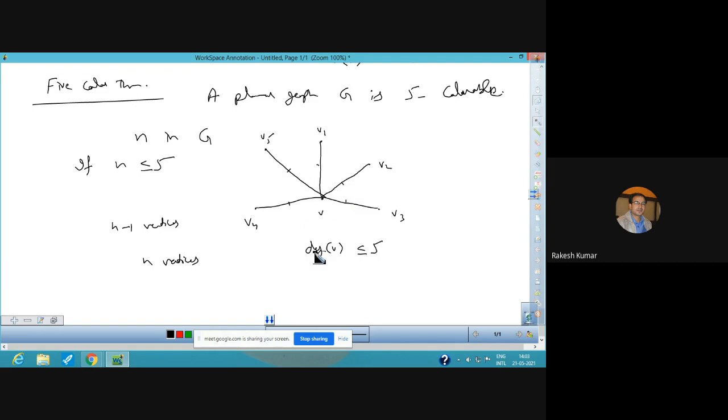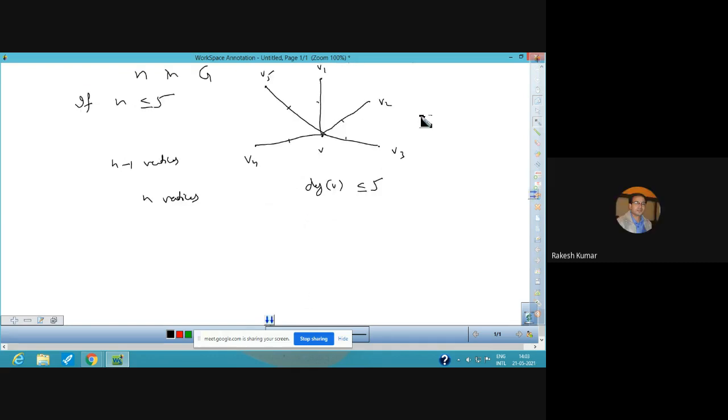So, let a new graph be G dash. G dash is a new graph, which is obtained by deleting V from G. So by induction hypothesis, G dash requires not more than 5 colors. Just see. अब इसका मतलब क्या है कि जो degree of V है, that is less than or equal to 5. What does it mean?